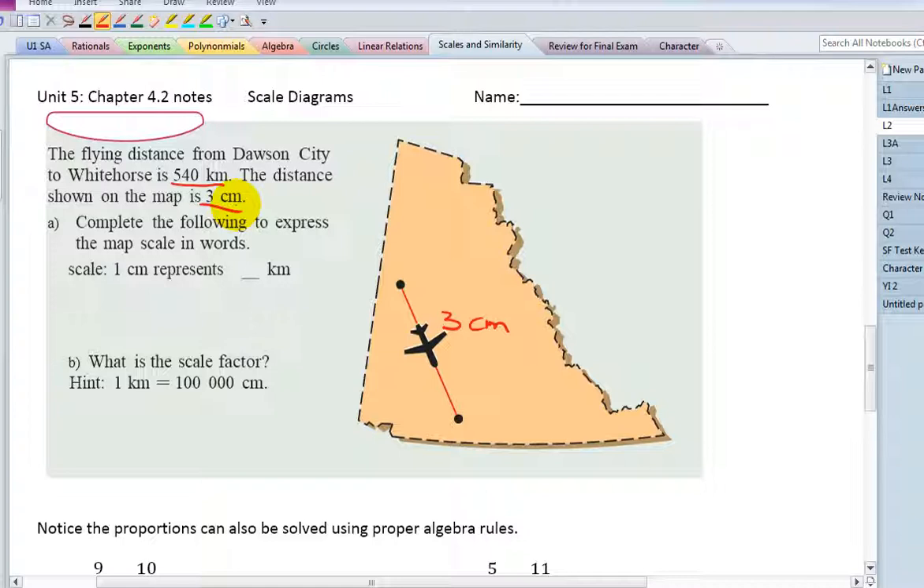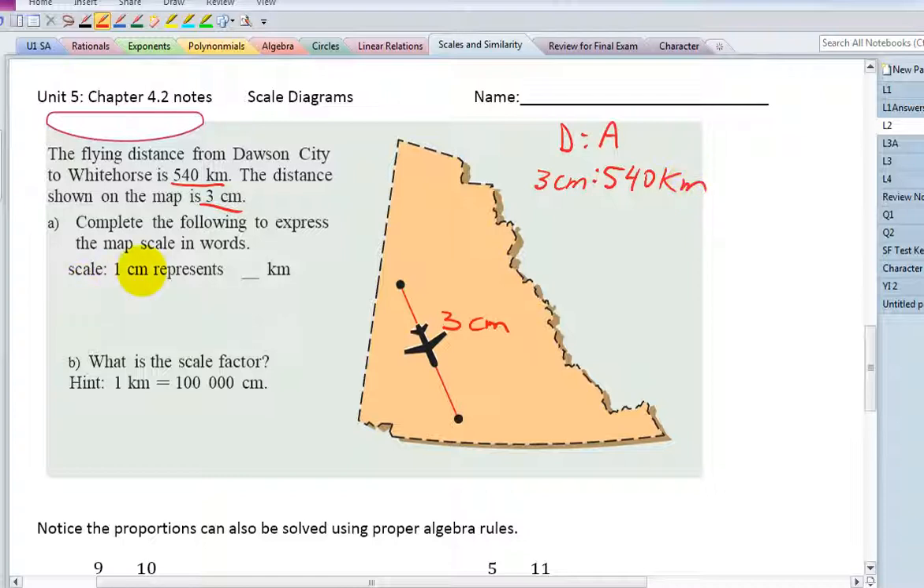Okay, so let's start by doing the scale. Diagram to actual. Please write that down. Write your scale, please. So you should have 3 centimeters to 540 kilometers. The units are super important here, aren't they? Now we don't want it to be in kilometers, so we're going to have to convert 540 into centimeters.